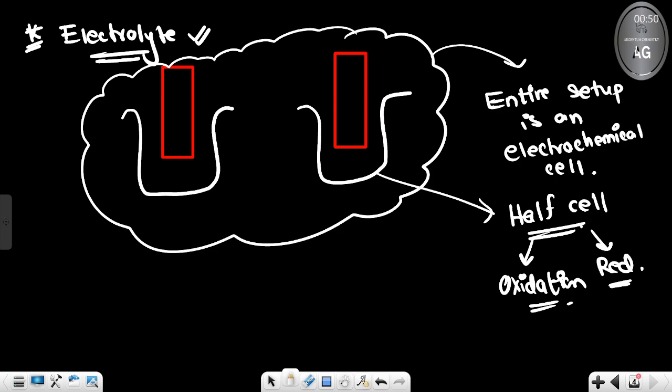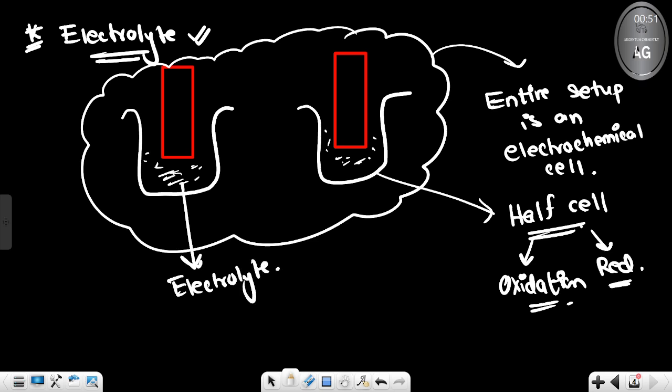Now as you can see, both of them are separated by some gap. Right? Here is some electrolyte. Here is also some electrolyte. So this substance will be called the electrolyte.